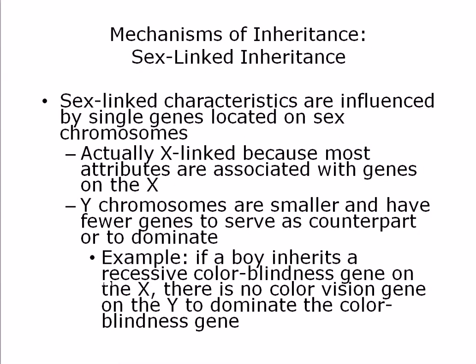Sex-linked characteristics are influenced by single genes located on sex chromosomes. Most are X-linked rather than sex-linked, as most attributes are associated with genes on only the X chromosome. Y chromosomes are smaller and have fewer genes to serve as counterpart or to dominate. For example, if a boy inherits a recessive color blindness gene on the X, there is no color vision gene on the Y to dominate the color blindness gene, so the boy will express color blindness.